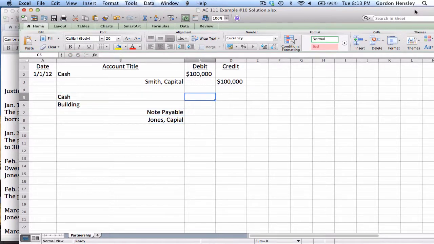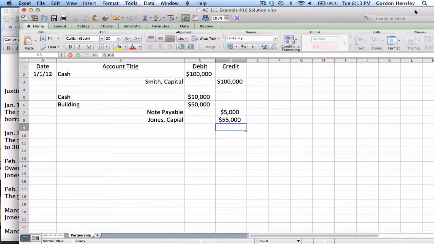So Jones is contributing $10,000 cash, the building which is worth $50,000, but had borrowed $5,000 on a note. So even though Jones is contributing $60,000 in assets, because of that $5,000 liability, their capital really is only worth $55,000. So those two entries are required on the 1st in order to establish the partnership and to establish the capital accounts for each partner.